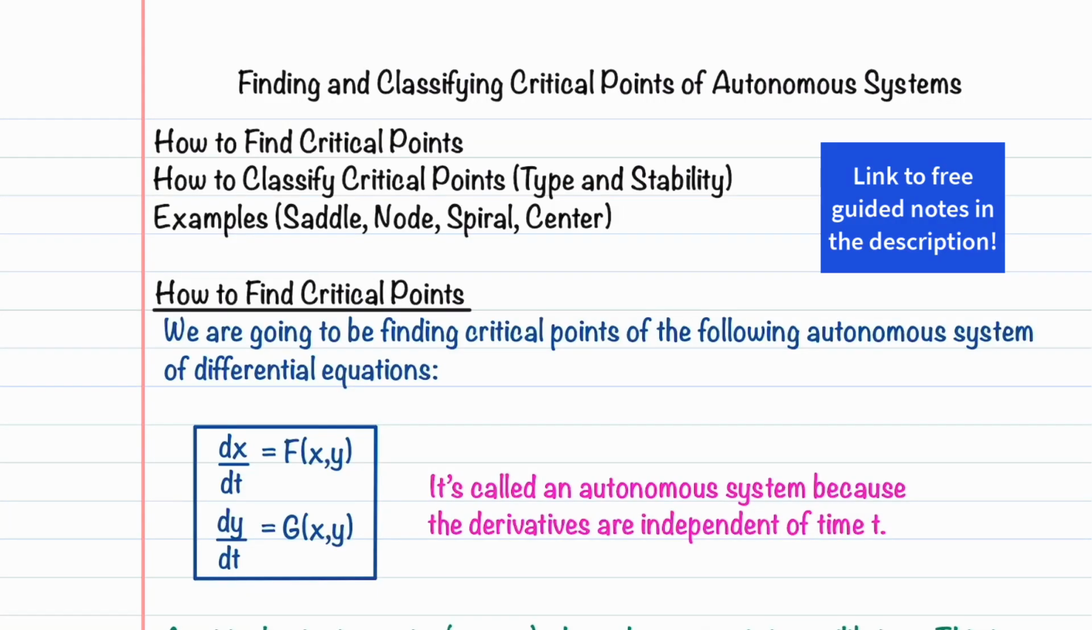In this video, we're going to learn how to find and classify critical points of autonomous systems according to their type and stability. We'll then walk through an example of each type: a saddle, node, spiral, and center. Let's get started.